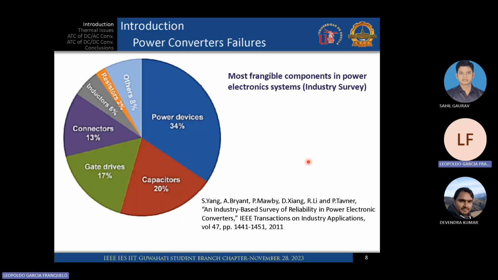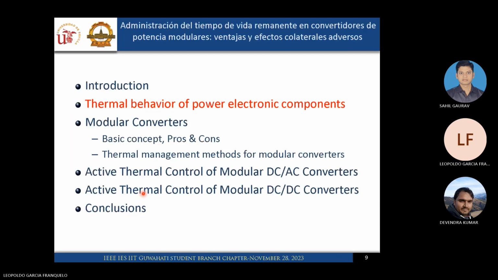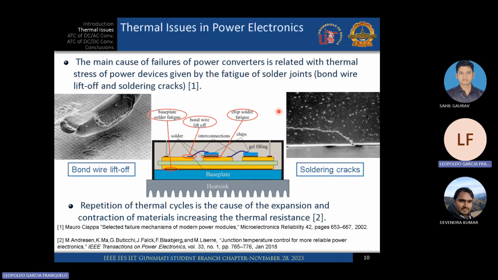So in a power converter, what are the most fragile components? Basically, in this survey, you can find this data. It's a bit old, but I think that it continues to be more or less valid. Then the power devices plus the capacitors stand for more than 50% of the total failures. So we can focus on this kind of semiconductor and capacitors in the power components. So let me explain very briefly the thermal behavior of power components. Let's start with the devices.